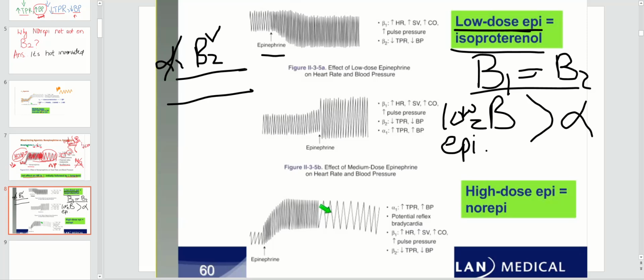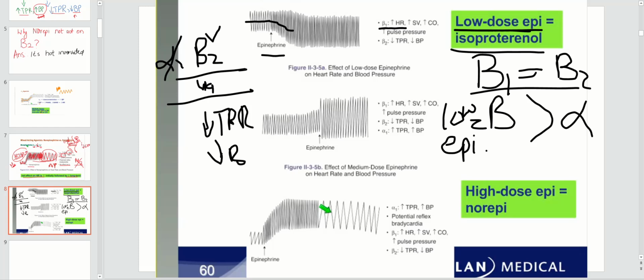When beta 2 receptors are stimulated, they cause vasodilation. Vasodilation decreases total peripheral resistance and decreases blood pressure. Over here you will see the strips. When you're giving the low dose of epinephrine, the mean arterial pressure will go down, right? Now they are introducing the beta 1 effect, right?